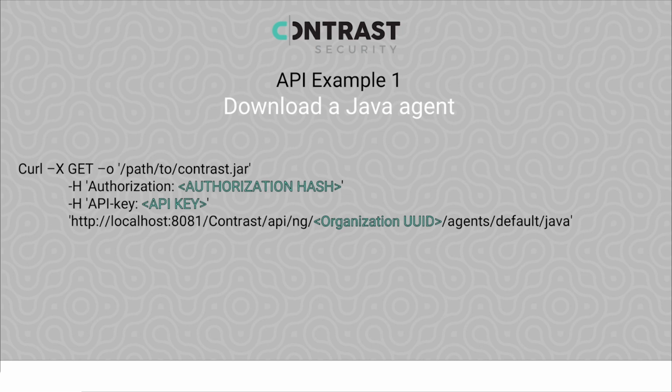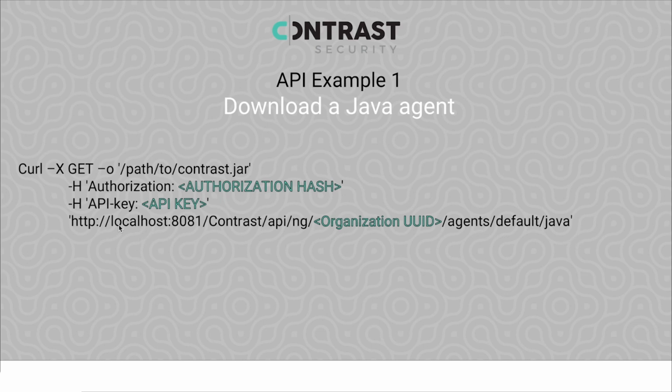So here I have the actual curl command. Let's walk through this command and break down all the different components of it. This is a GET command, so we'll specify the GET, and then here we have -o and contrast.jar. The -o flag is just saying take the output of this curl command and output it to a file named contrast.jar. Next we have our authorization hash and our API key, so I'll show how to get both of these along with the organization UUID here. And then lastly we have our actual endpoint that this curl command is going to hit.